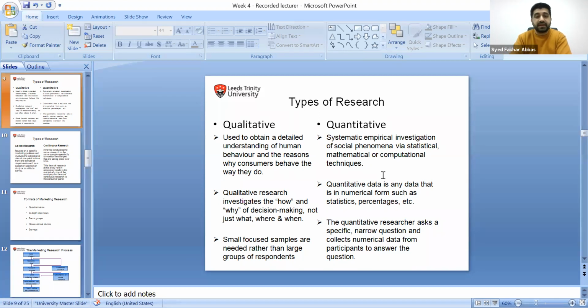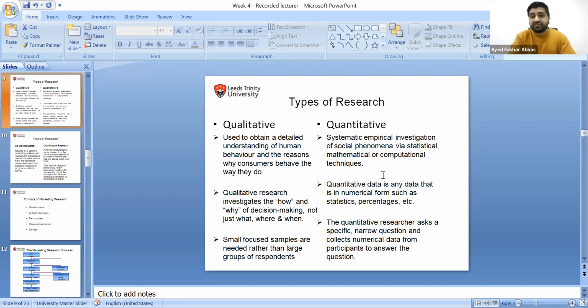Small focus samples are needed rather than a large group of representatives. So basically, in qualitative research, we have to see how and why decisions are made, instead of, as we explained, going with what, where, and when.